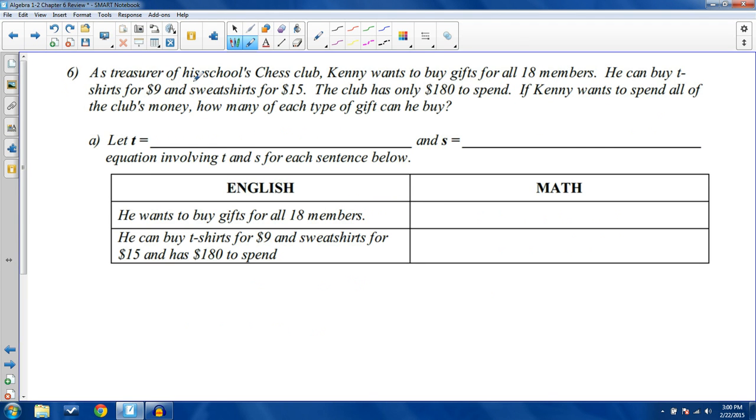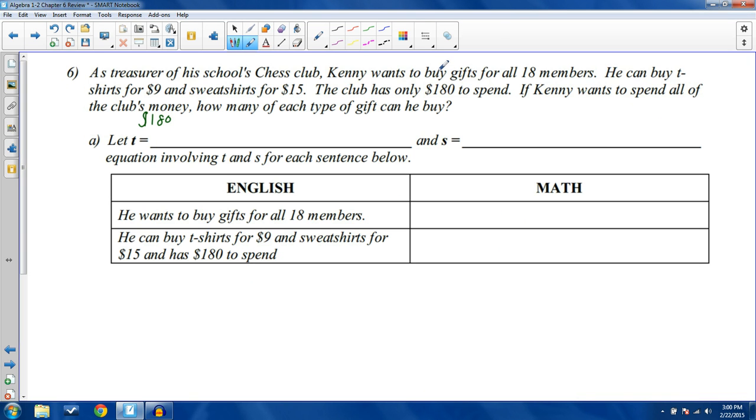Finally, there is another one after this. Number 6, as treasurer of his school's chess club, Kenny wants to buy gifts for all 18 members. He can buy t-shirts for $9 and sweatshirts for $15. The club has only $180 to spend. If Kenny wants to spend all of the club's money, meaning all 180, how many of each type of gift can he buy?